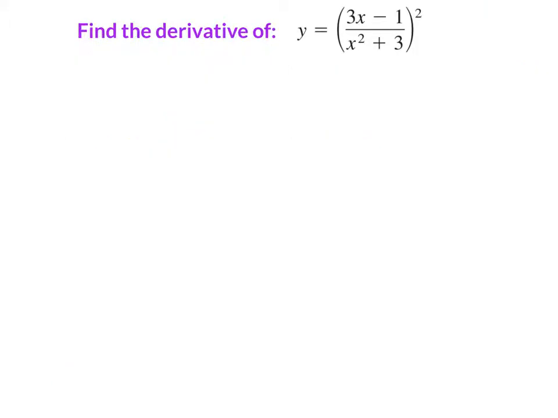Our next example is this equation for y. So I need the chain rule here because I have this quotient, but it is brought to the second power. So let's see what we got to do here.